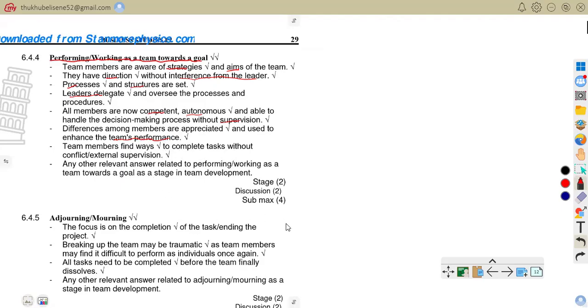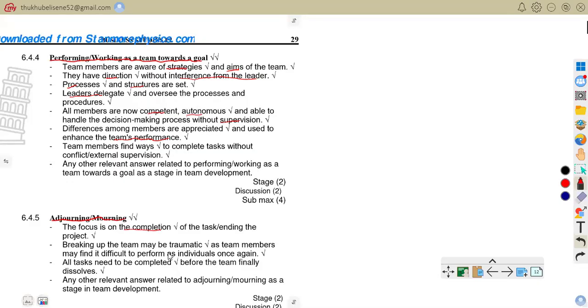So that is that. Now let us move on to the adjourning or mourning stage. With the adjourning stage, the focus is on completion. Here we want to complete the task and end the project.